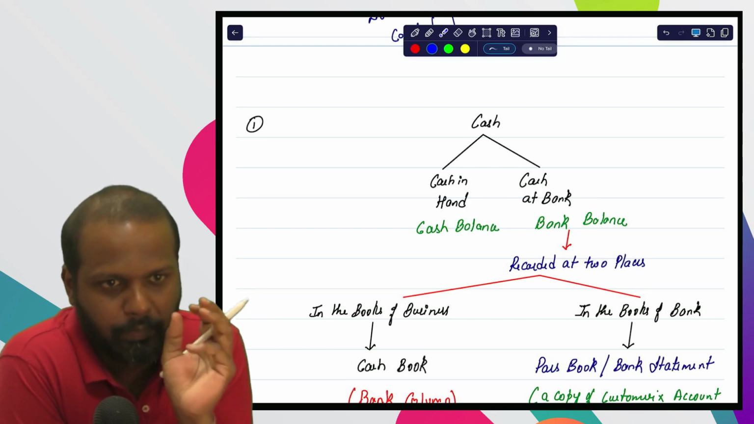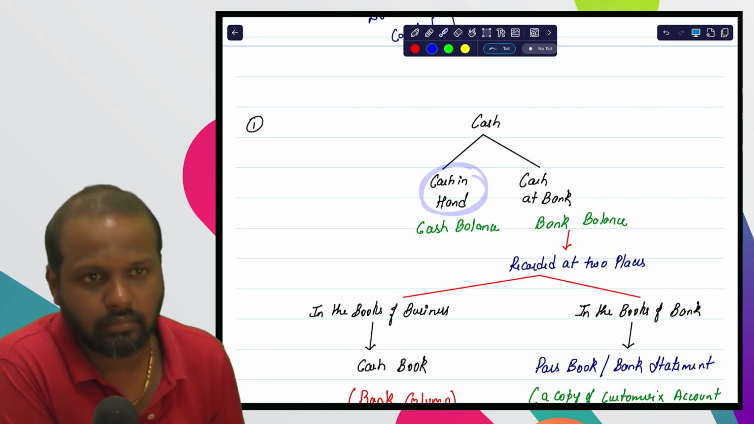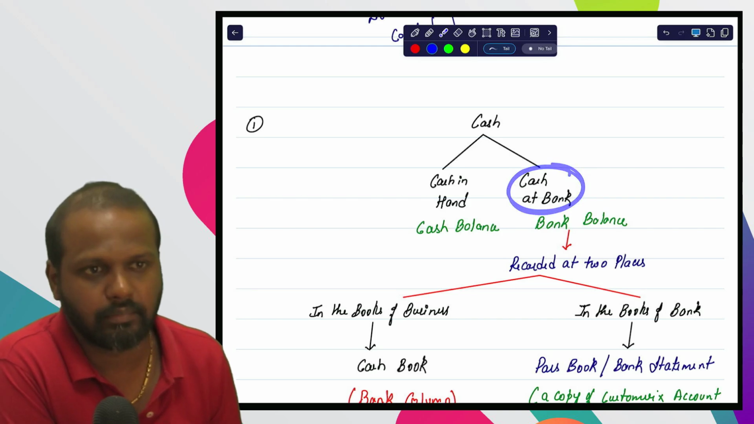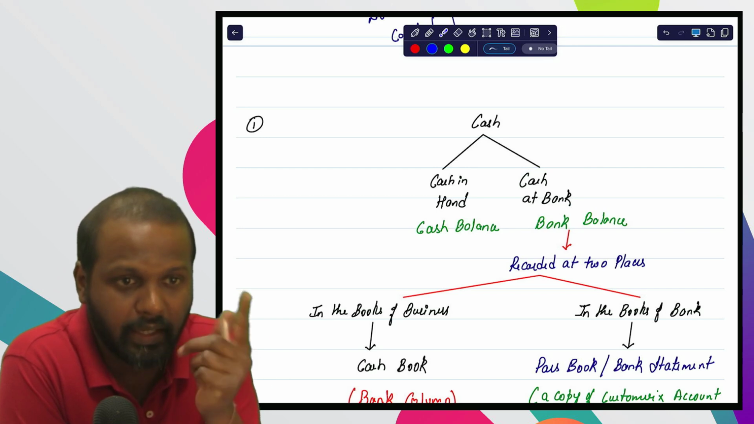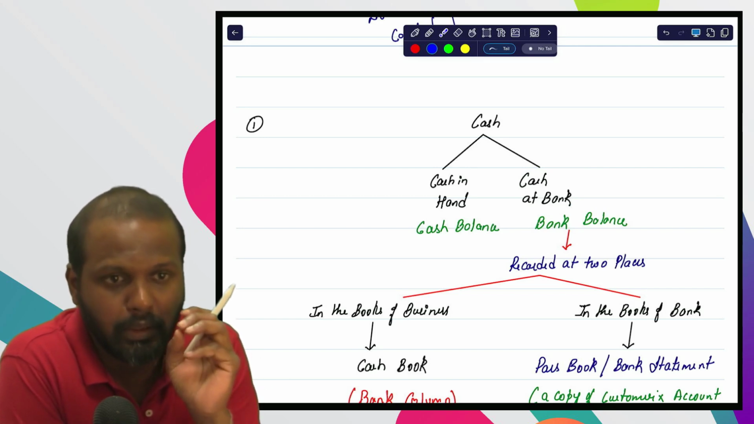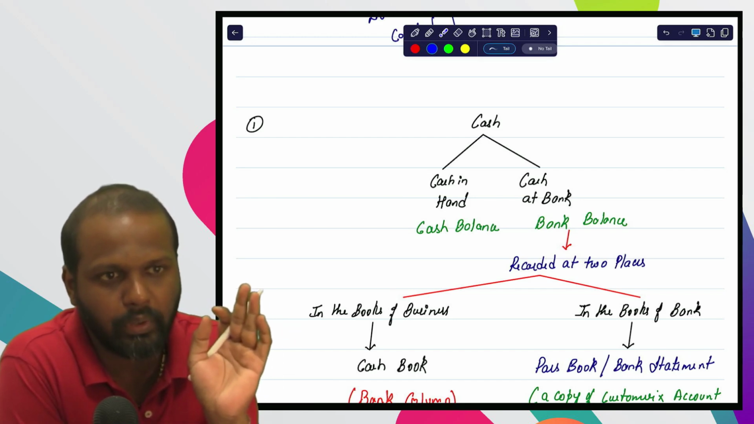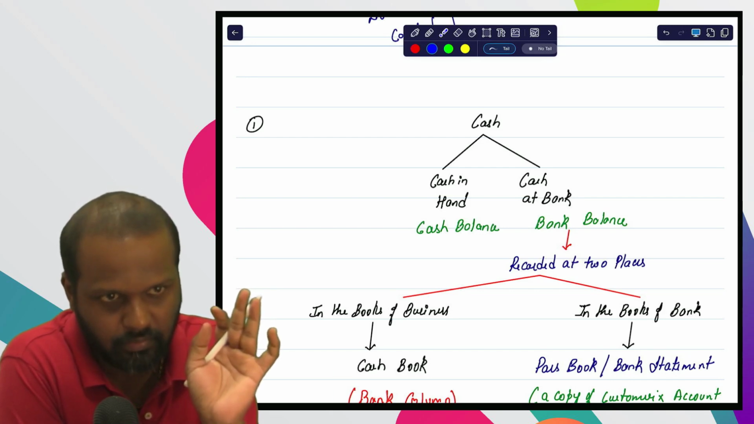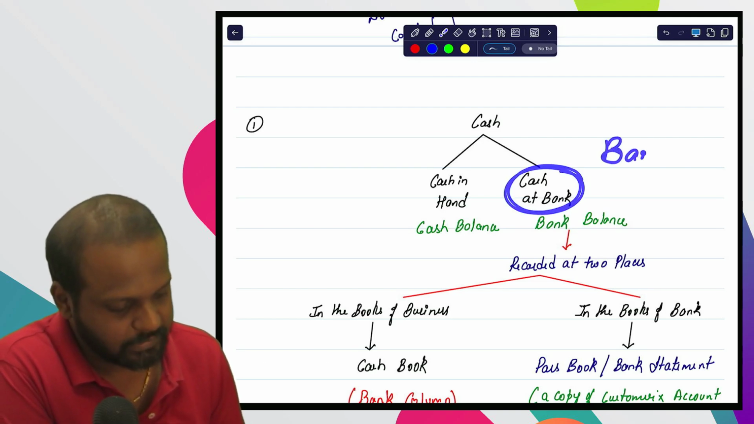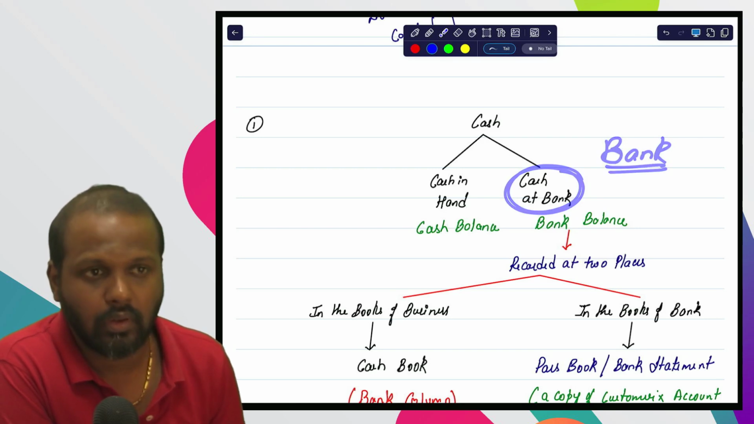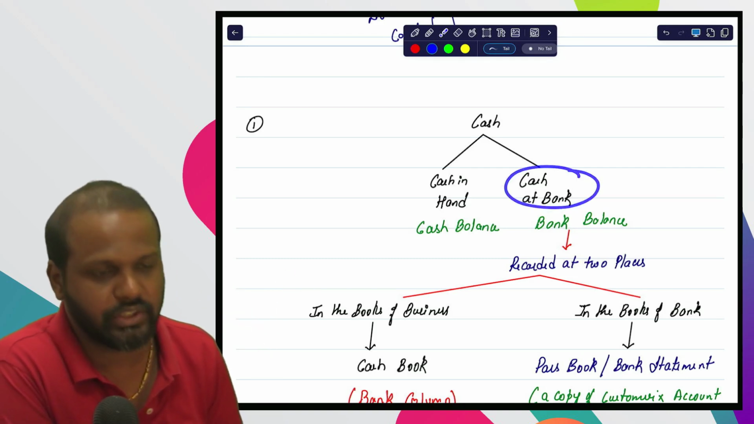Cash is of two types. One is called cash in hand and the other is called cash at bank. Cash in hand means the money which belongs to the business and is kept at the business place. Suppose the money belongs to the business, but is kept at the bank, then it is going to be called cash at bank.